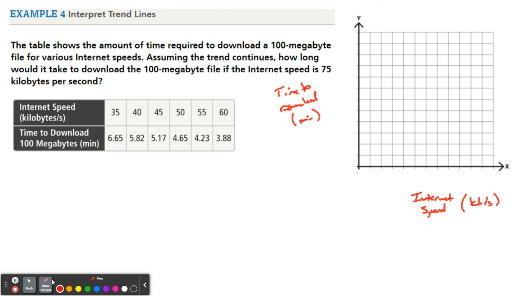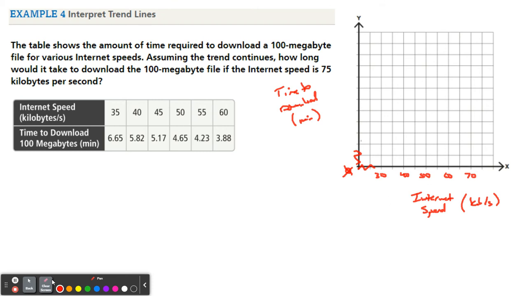So what I'm going to do is I'm going to do this thing. It looks like it's a zigzag, but what it is, it's an axis break. So that means this is not going to be 0, 0. We're going to start somewhere else. And for this case, because I just need 35 to 60, I'm going to start at 30 here and count by 5. So 30, 35, 40, 45, 50, 55, 60, 65, 70. That's all I need.